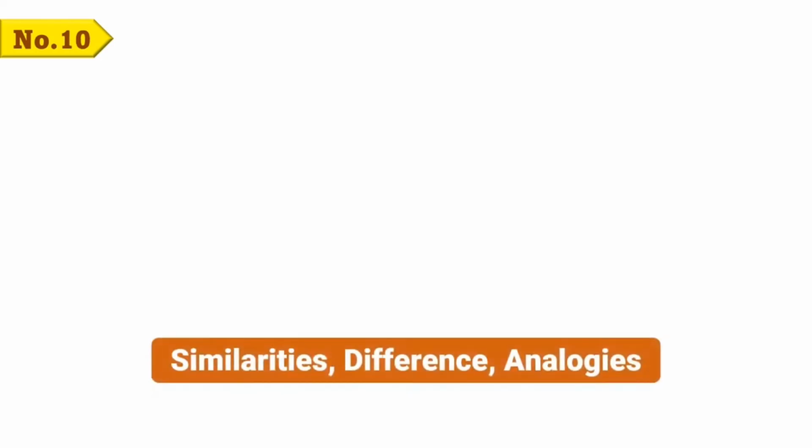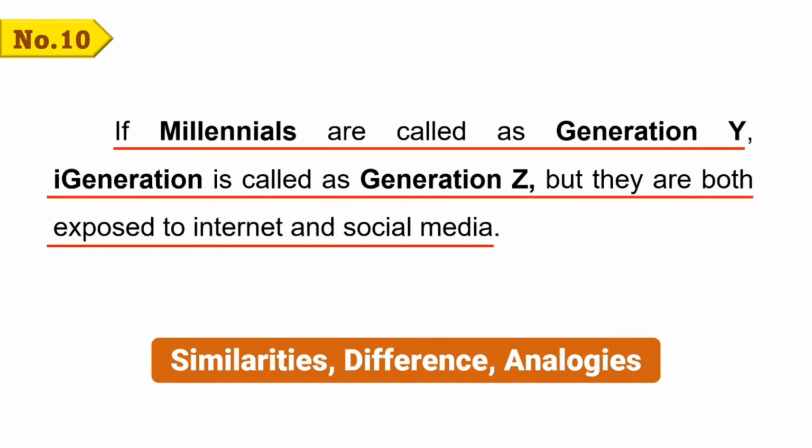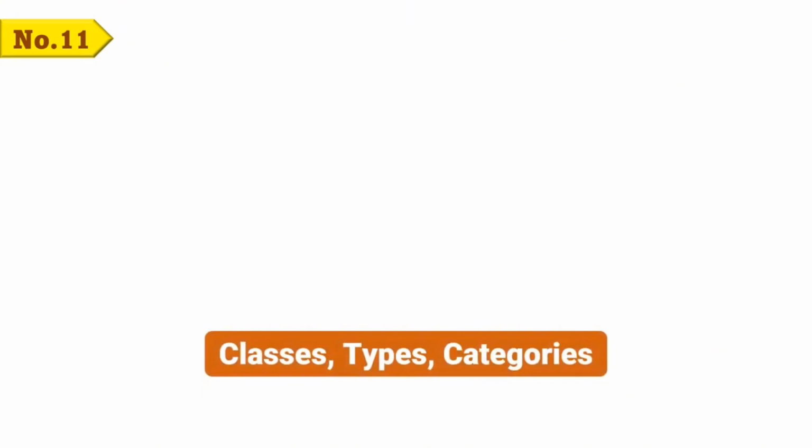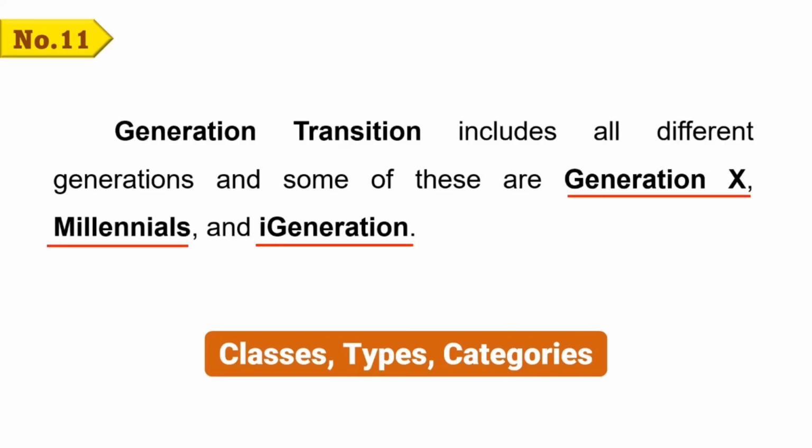If there are similar or different terminologies, or if there's a need for an analogy, include them. Look at this example. If millennials are called as Generation Y, I generation is called as Generation Z, but they are both exposed in internet and social media. You may also consider the classes, types, or categories where the term belongs. Generation transition includes all different generations, and some of these are Generation X, Millennials, and I generation.